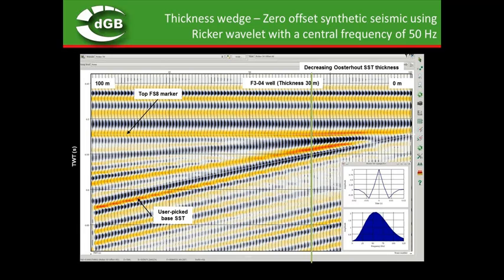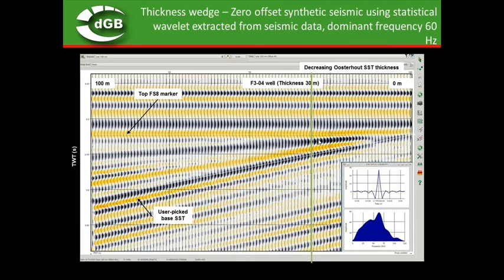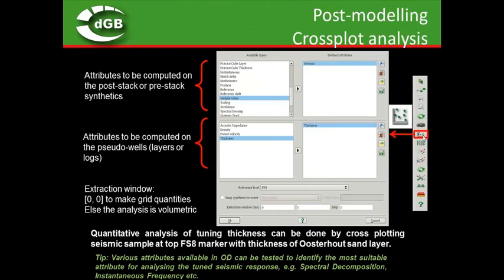Now this is the zero offset synthetic seismic generated using the statistical wavelet having a dominant frequency of 60 Hz. Now we can already see qualitatively that, as I said, with increasing frequency of the wavelet, our tuning thickness is decreasing, but we want to do a quantitative analysis. So for that, we can click on this icon on the right hand side toolbar of the main profile window, which will take us to the Crossplot window.